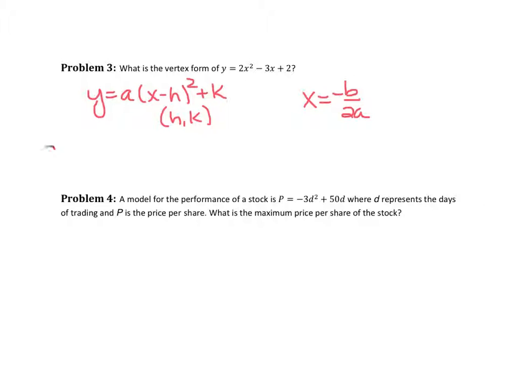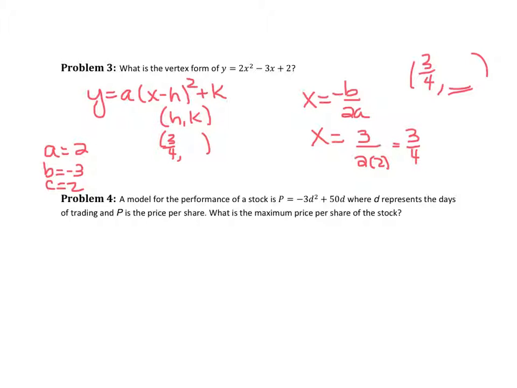b over 2a. A is 2 in this case, b is negative 3, and c is 2. So I get x equals the opposite of negative 3, which is 3 over 2 times 2. So I'm going to get an x value of 3/4, which is my h value, right? And then now we need to come up with our k, or the y value of our vertex. We're going to have 3/4, something. So put the 3/4 again in for x and evaluate that.